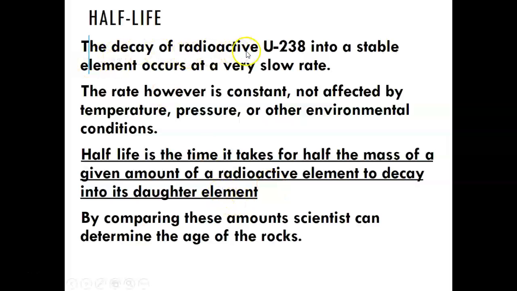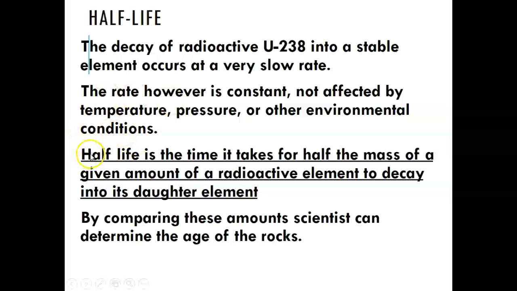So the decay of radioactive uranium-238, which is a stable element, occurs at a very slow rate, meaning that once again, it's going to release neutrons very slowly, and scientists are able to use that to count. The rate, however, is constant, and that's the important thing: it's always constant, not affected by temperature, pressure, or other environmental conditions. It is like a clock, and it's going to say every 10,000 years, bloop, I'm going to release a neutron. Another 10,000 years passes, bloop, I'm going to release another neutron. So it's that idea that it just keeps going over.